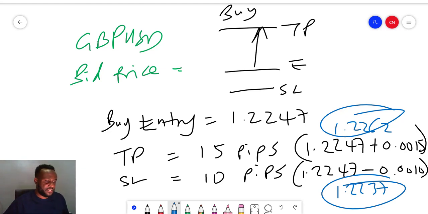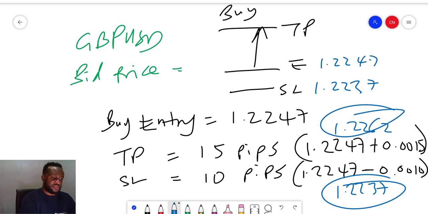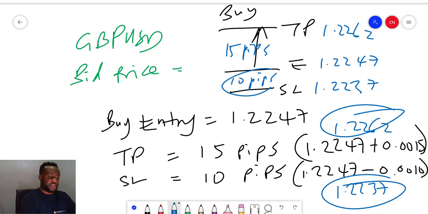I hope that makes sense. So this price here will be 1.2237. The entry price is 1.2247, and the TP price is 1.2262. And what we know now is that this is equivalent to 15 pips, and this is equivalent to 10 pips. So that's your risk, and that's your take profit. Okay, and that's your reward. So risk and reward. Okay, that's for a non-JPY pair.